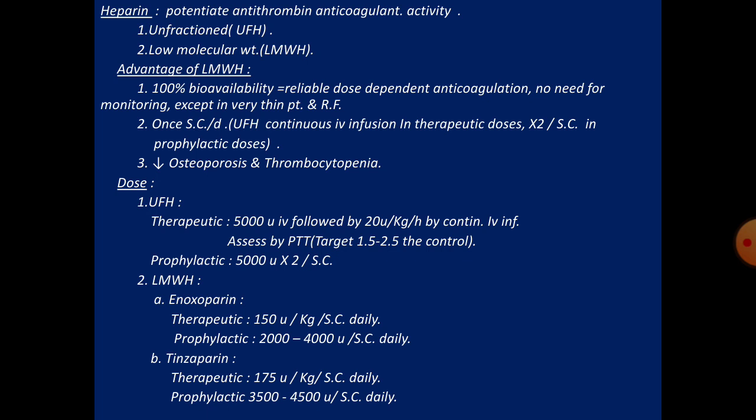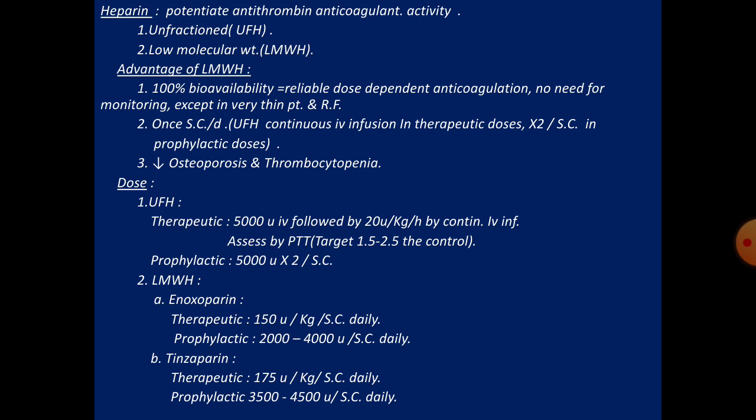Once-daily subcutaneous dosing can be used, especially in prophylaxis, whereas with unfractionated heparin we should have continuous IV infusion in the therapeutic dose, and sometimes twice daily subcutaneously in the prophylactic dose. Again, the risk of osteoporosis and thrombocytopenia, despite being seen in both, is still less in those patients treated with low molecular weight heparin.